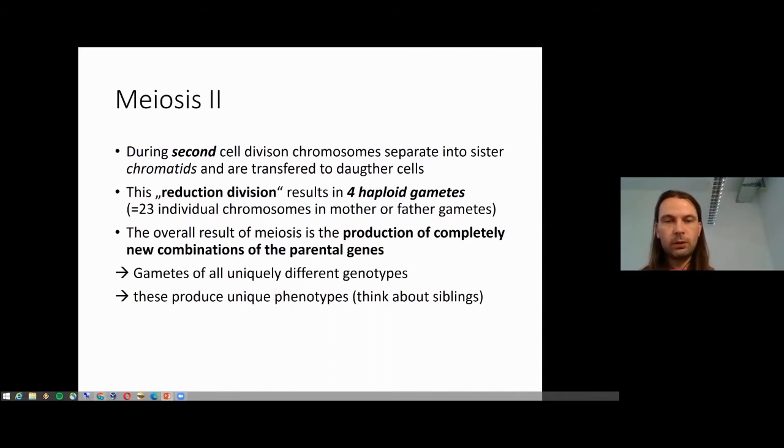So by doing this, we have a result. We have gametes, cells which each carry a new and different combination of parental genes. So each germ cell which is produced in each sexually reproducing organism contains a different sequence of DNA. So this is so relevant.